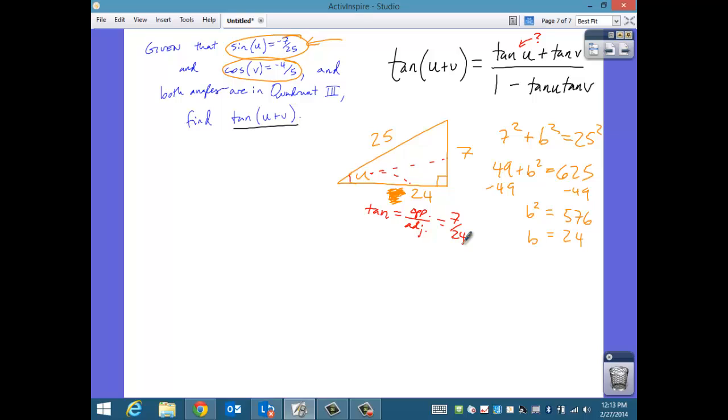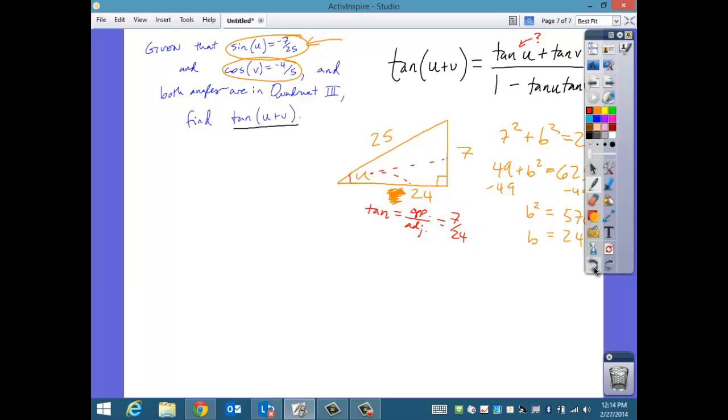So what that tells you is that the tangent of u must be positive, because all angles in quadrant 3 have a positive tangent. The same thing is true with v. The tangent of v also will be positive. So this now is my tangent of u, so I'm going to plug that in here and here. I'm going to do that in a minute, not just yet. Before I do that, let me get my tangent of v.